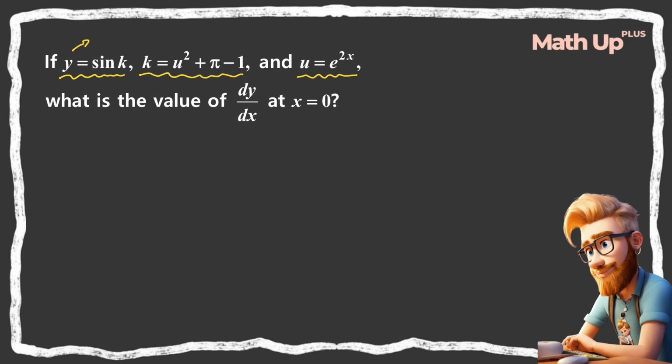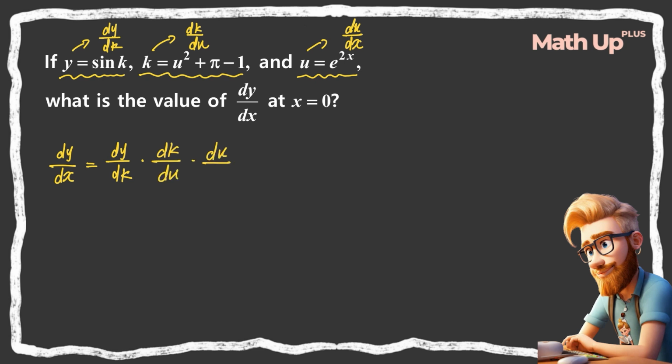Then we'll be able to find dy over dk here, from here dk over du, from here du over dx. And if we multiply all of these derivatives, then that's going to be equal to dy over dx. So dy over dx is equal to, we can write dy over dk times dk over du times du over dx.